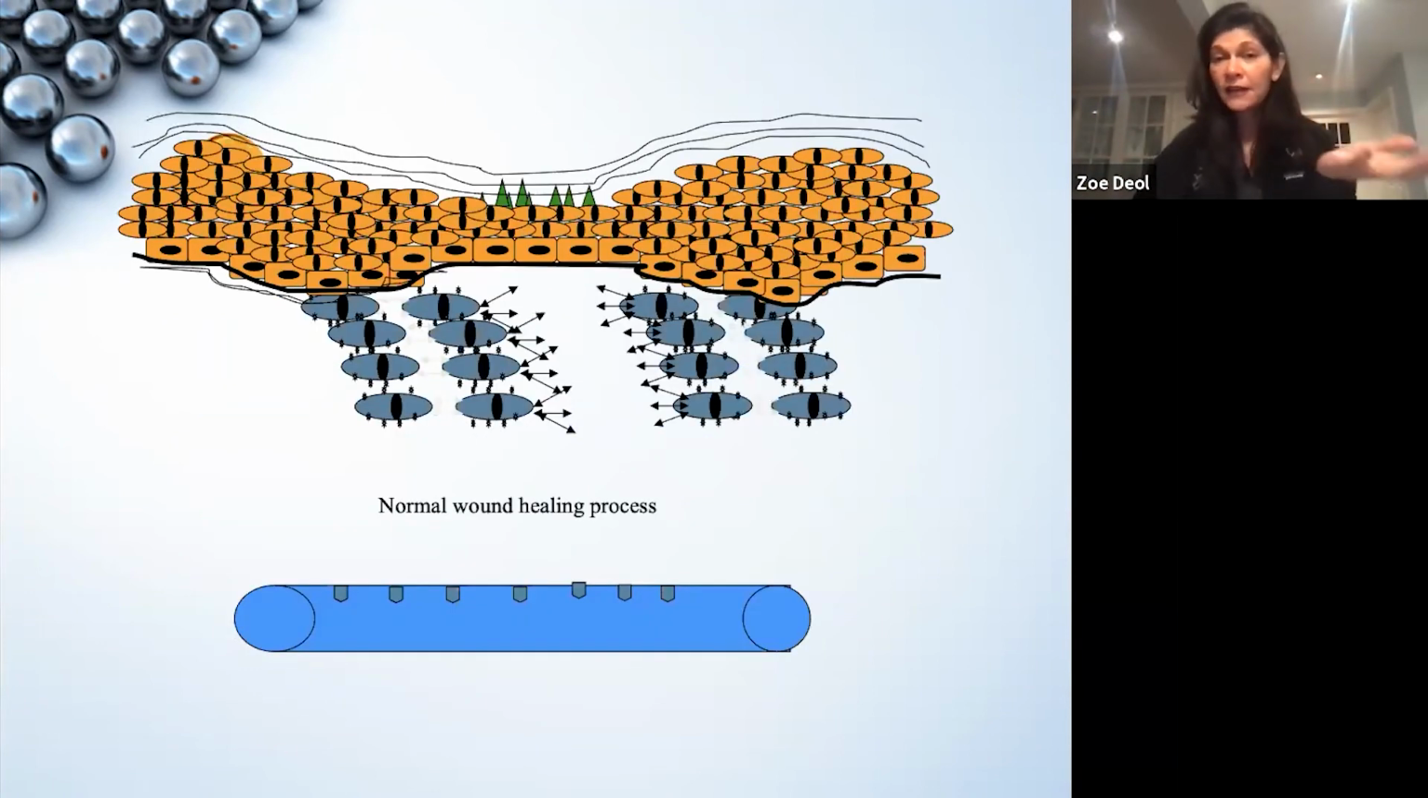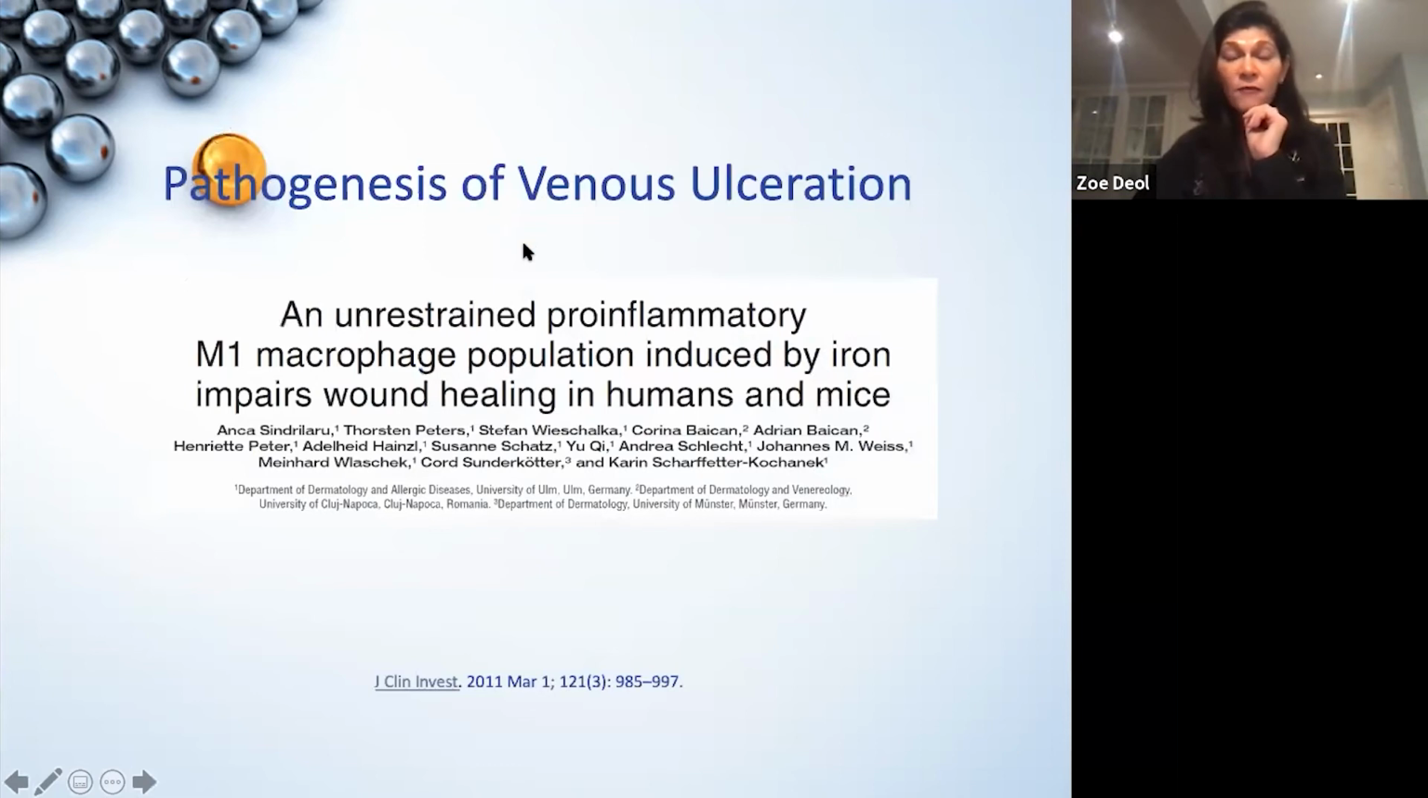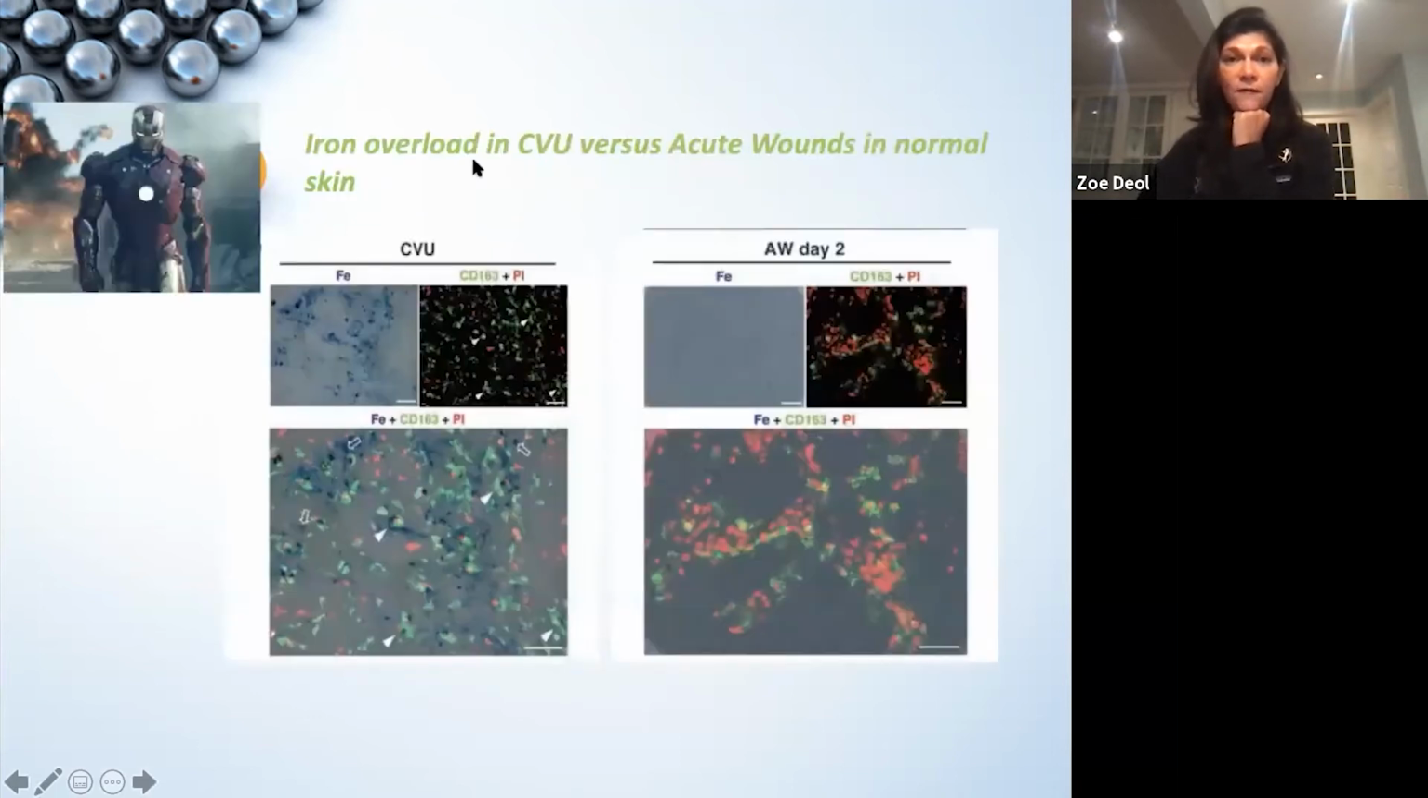So there you have it. Normal process, you get the destruction of the dead tissue, you get the contractile myofibroblasts pulling that tissue together, and then you get remodeling or rebuilding, and the wound heals. That is not what happens in a venous ulceration. So why doesn't it happen? First thing we're looking at is an unrestrained or pro-inflammatory M1 macrophage. And in order to look at that, we're looking at Iron Man. Iron, or hemosiderin staining, which you just saw in my previous pictures, iron collects in venous ulcers or venous legs, and it's specifically around the venous ulcer.